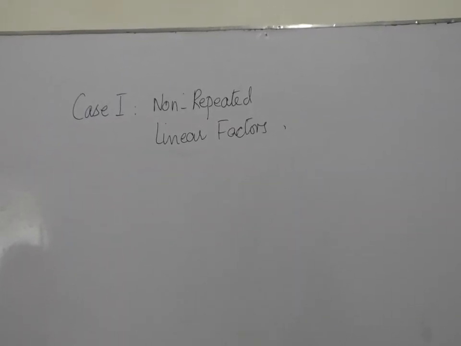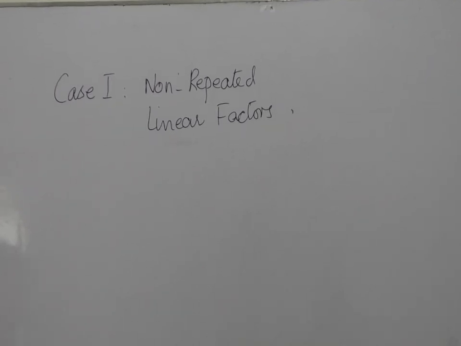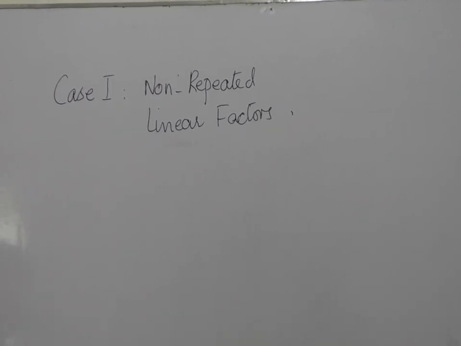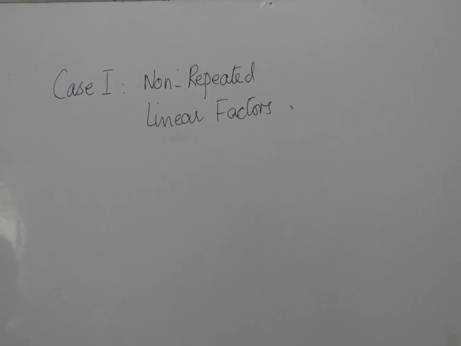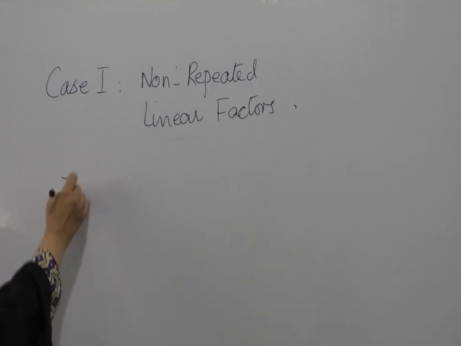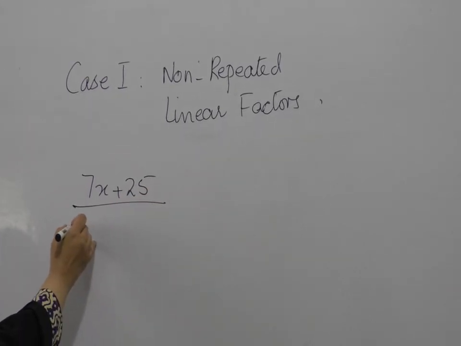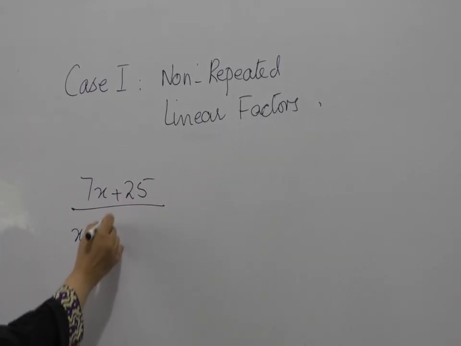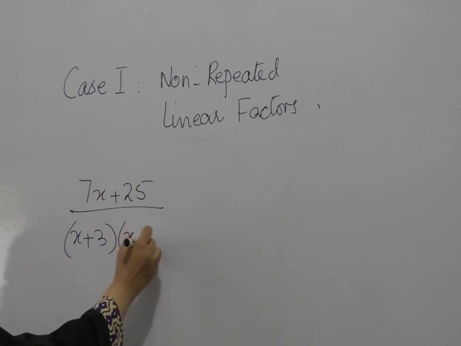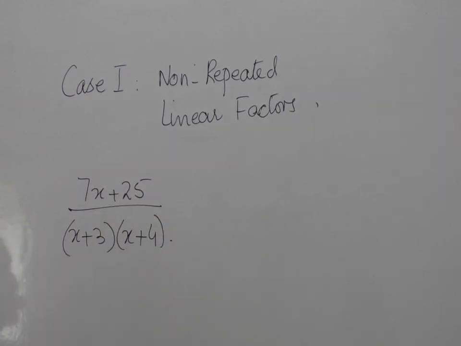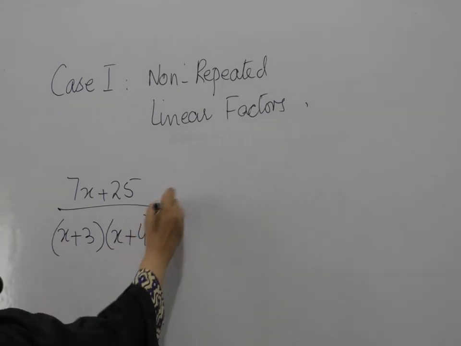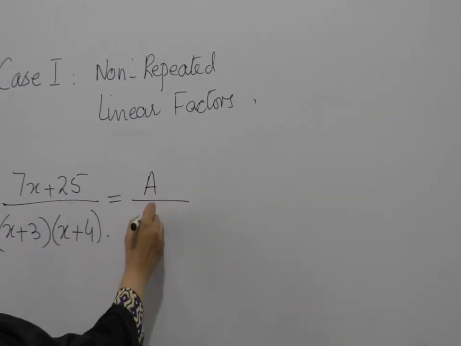Here, for the resolution of a rational fraction p of x over q of x into partial fraction, we have case 1. In this case, in denominator, there will be non-repeated linear factors. Let's start with one example. Suppose example is 7x plus 25 in numerator, and in denominator we have two linear factors which are non-repeated. Let's write them in a partial fraction.